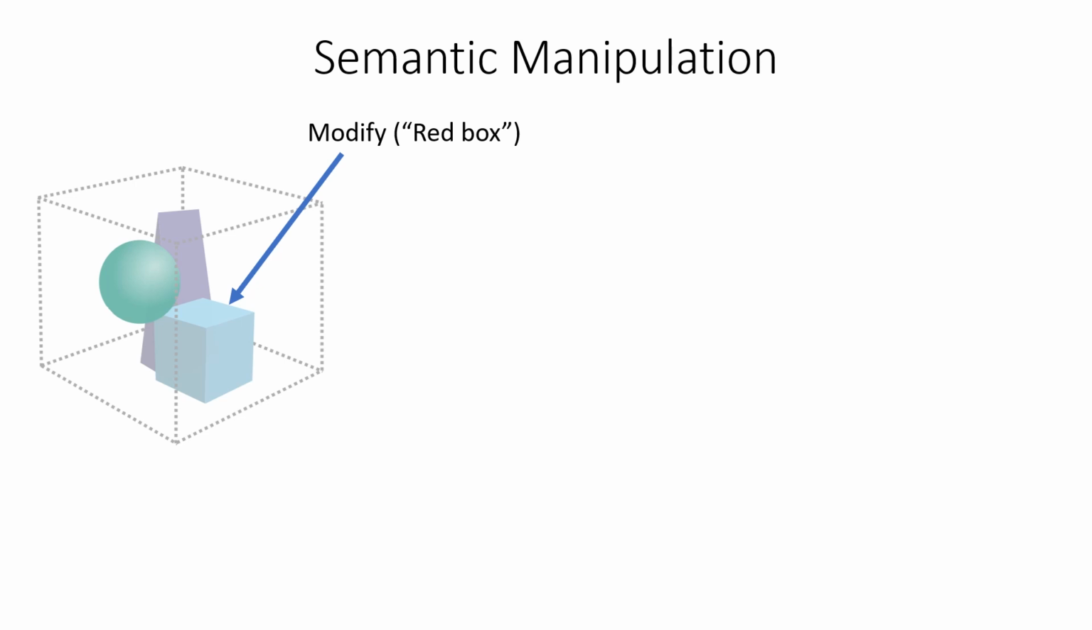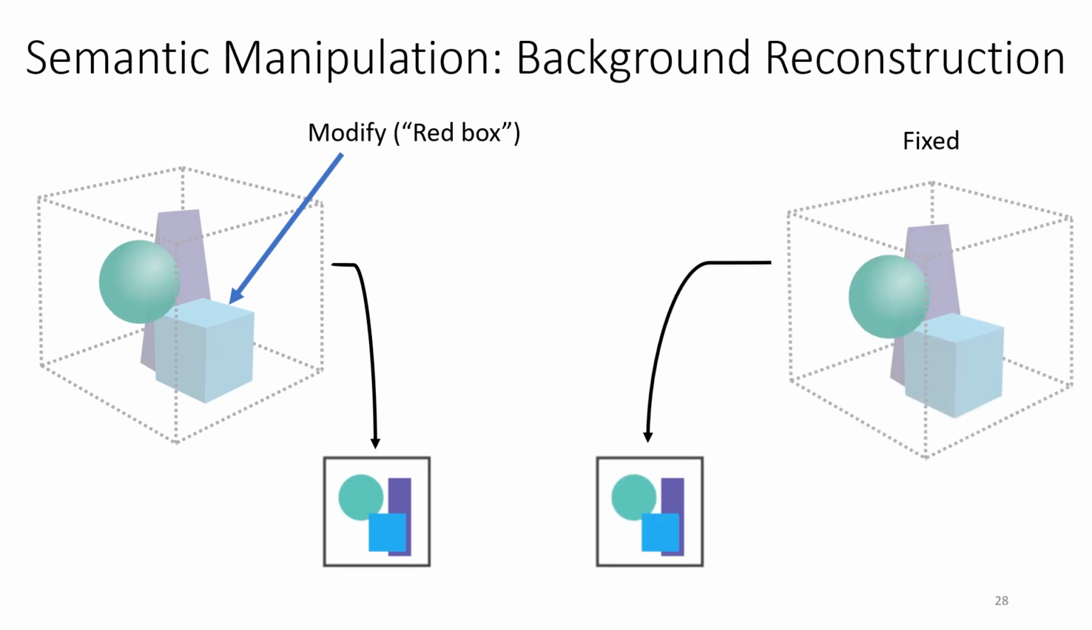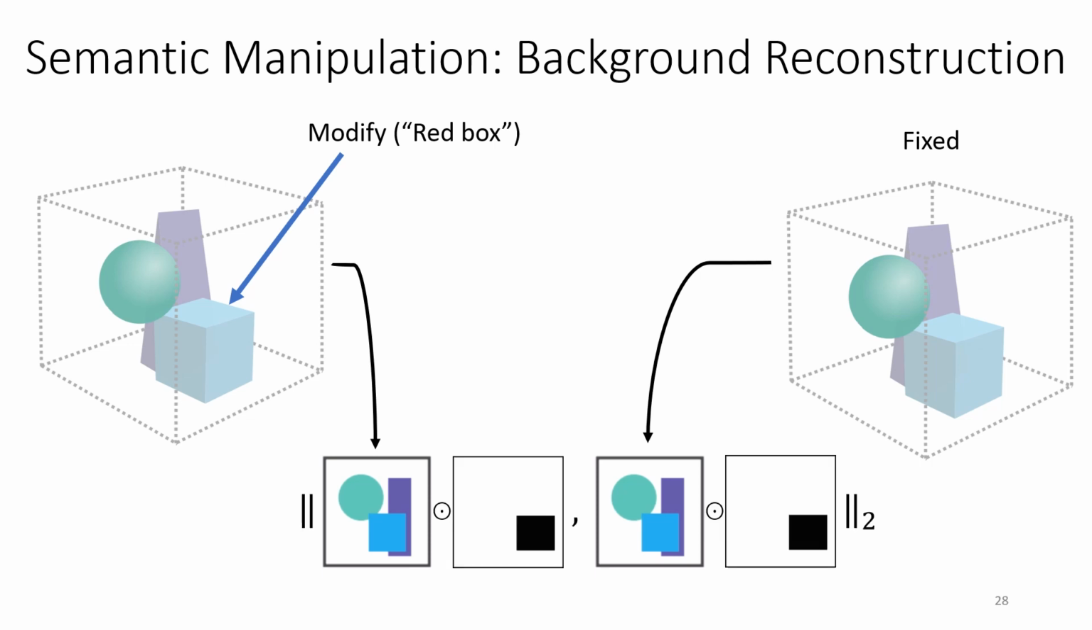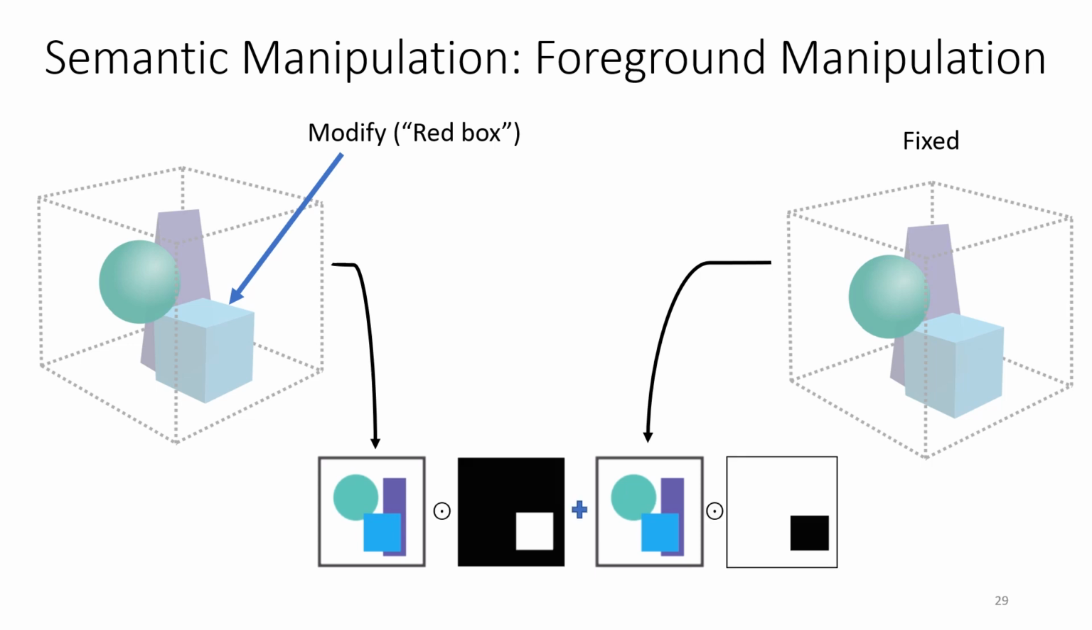How about semantic manipulation? Let's say we want to modify the blue box to become red. First, we would like to ensure that the background is unchanged. To do this, we render the background for a modified volume and for a fixed volume, and use a reconstruction loss between the rendered backgrounds. Now for the foreground, we render the modified volume and use a mask to ensure only the foreground object is modified. We add the masked foreground to the background from the fixed unmodified volume. This results in an image.